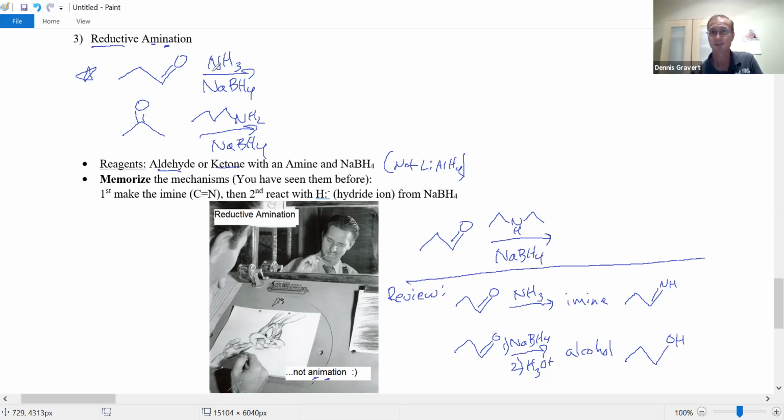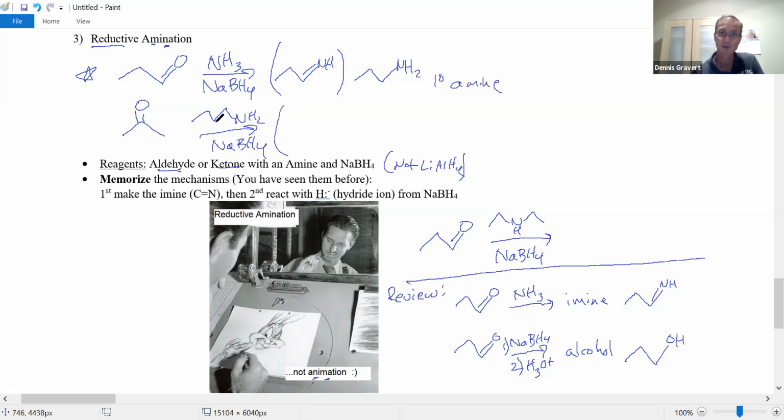So you're going to do both at the same time. You're going to form the imine, but then sodium borohydride is going to take away the pi bond. Took away the pi bond and added hydrogen. Take away the pi bond and add hydrogen. You now have a primary amine.